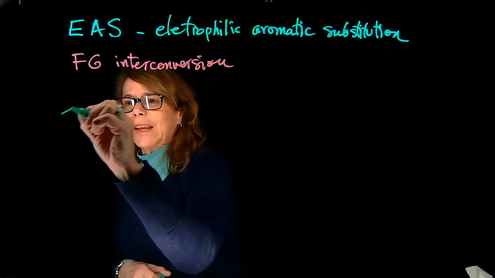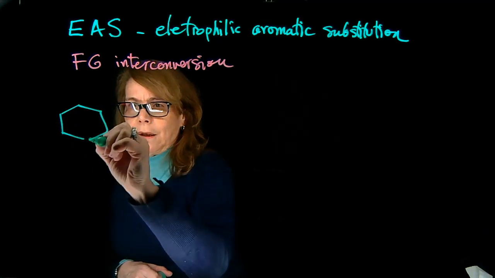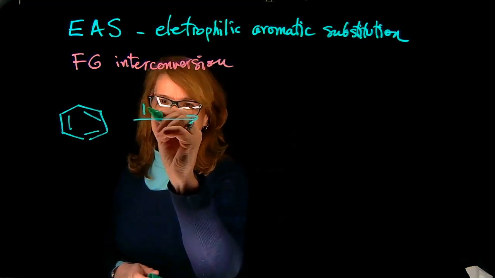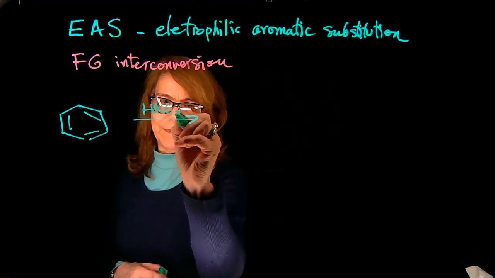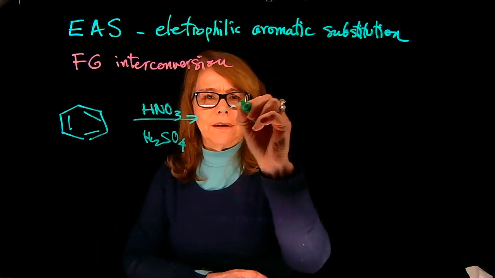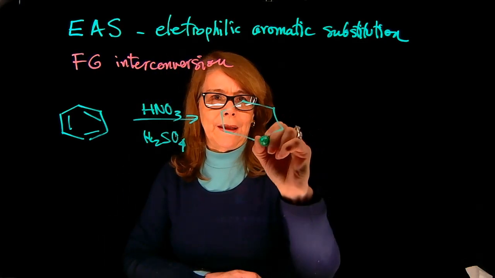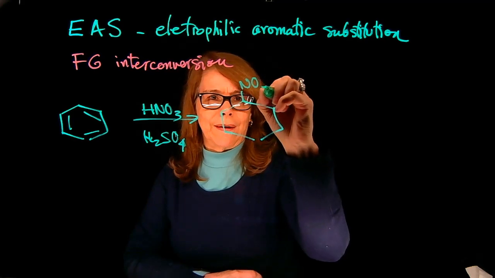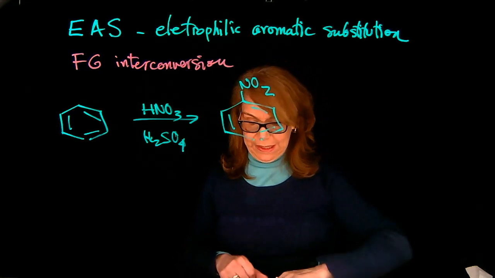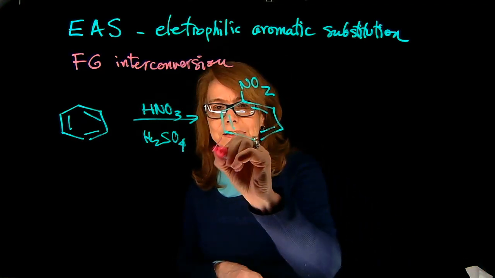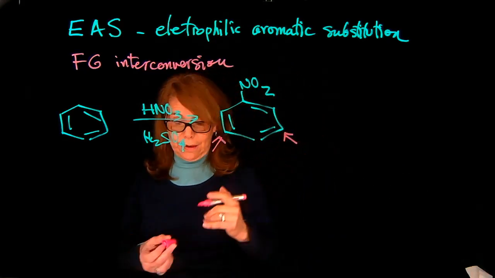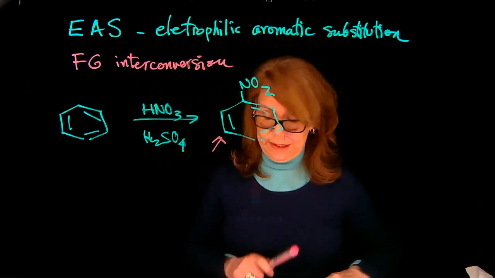Say that I'm doing, this is just benzene, and I'm performing a nitration. So nitric acid, sulfuric acid, and I install a nitro group. Now, nitro, we know, is deactivating, and as deactivating, it is meta directing. So any other group that I want to install will go into meta.